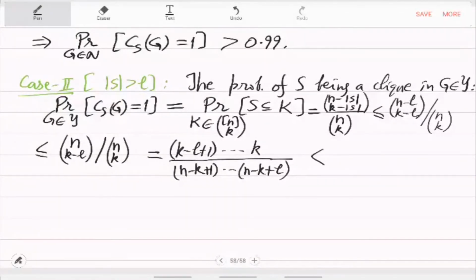So now all the numbers in the numerator, K minus L plus 1 to K, are at most K. So you get K raised to L as an upper bound. All the numbers that appear in the denominator are at least n by 2. So you get this, 2K by n raised to L.